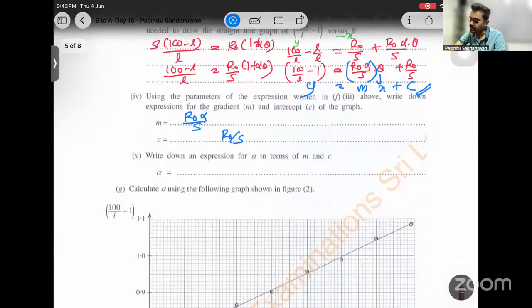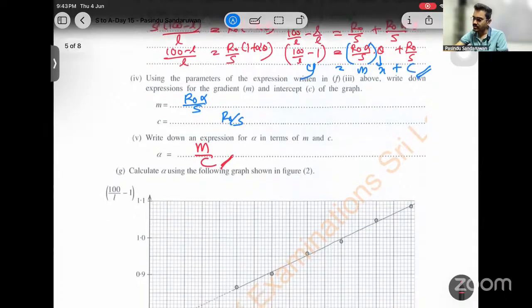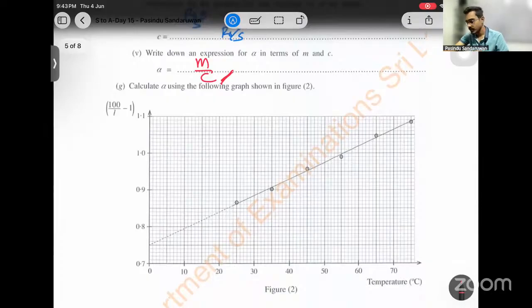Next, write down an expression for alpha in terms of M and C. M is the gradient, R naught alpha over S. C is the intercept, R naught over S. Then alpha is given by M over C. When you take M over C, R naught over S cancels, and alpha remains. Then alpha is gradient over intercept. Next, calculate alpha using the graph shown in figure 2.